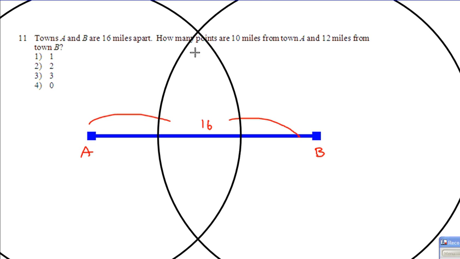So therefore, how many points are 10 miles from A, but 12 miles from B? We can say both answers, 2. That would have been our final answer.